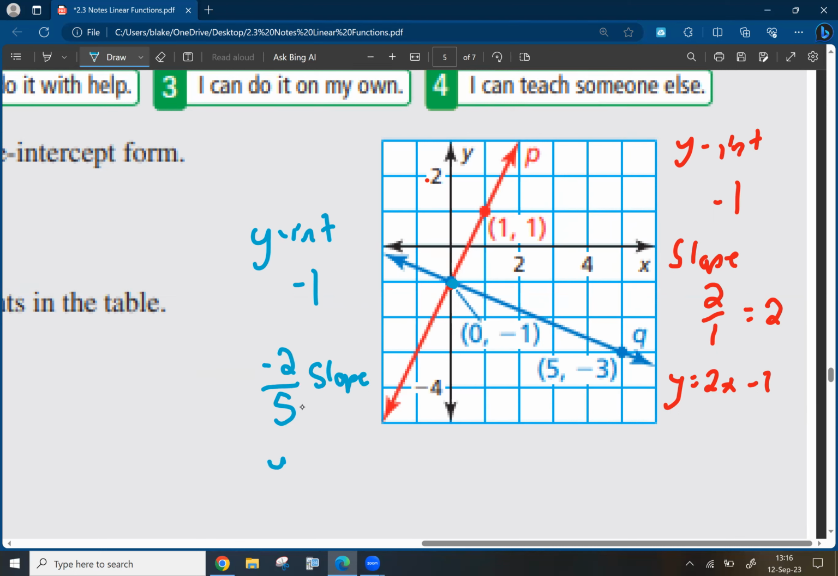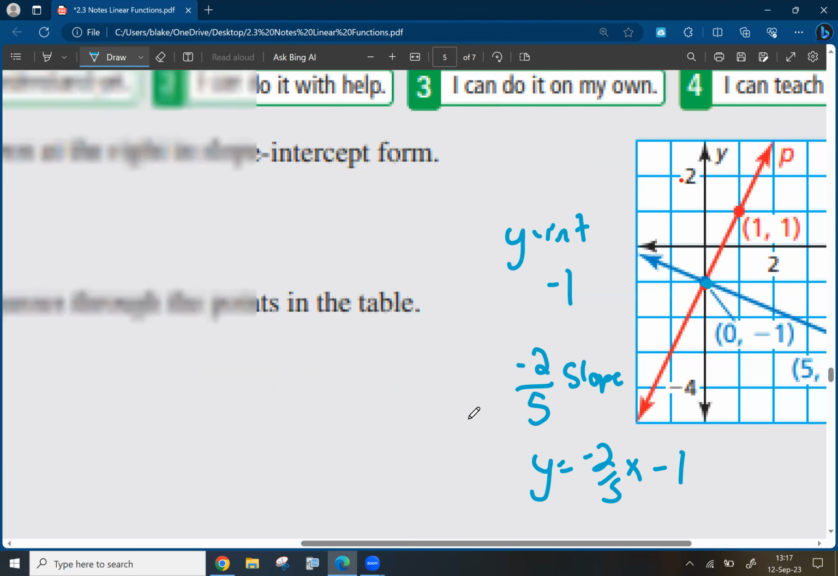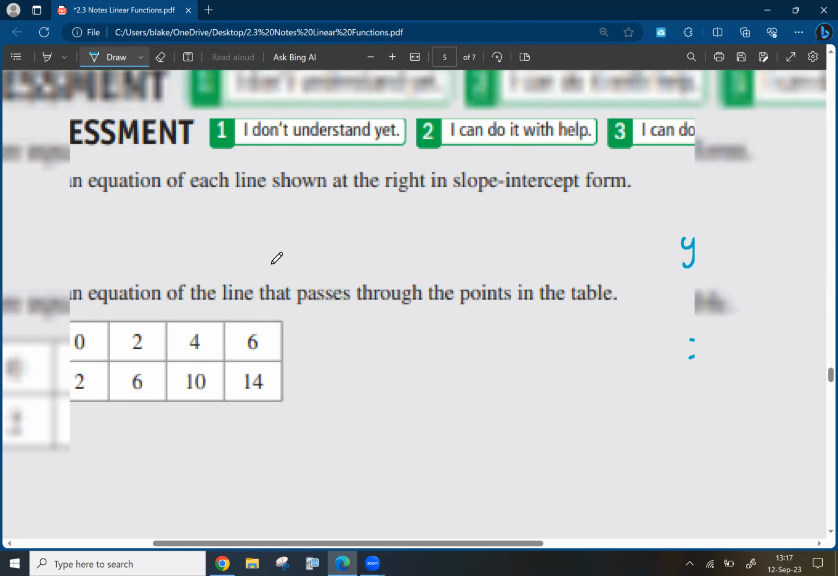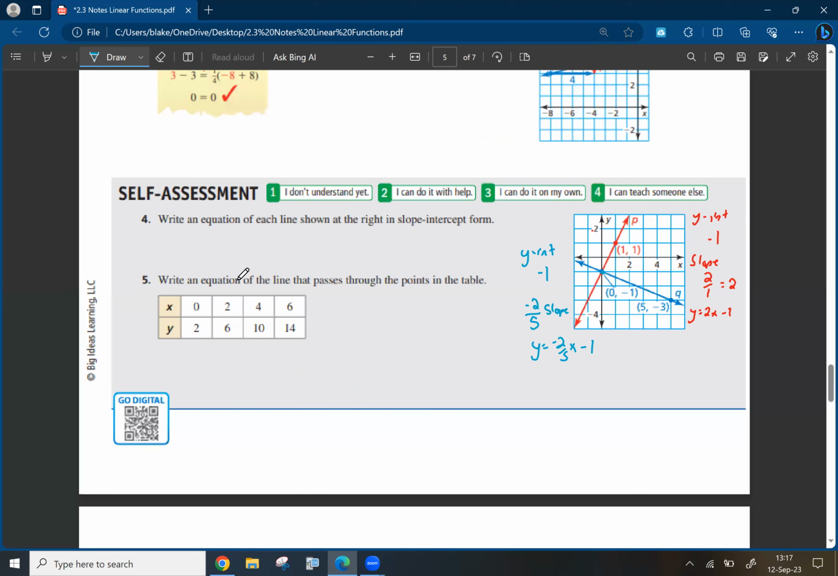So in this case, it'd be y equals -2/5 x minus 1 for my slope and my y-intercept. And those would be the equations for that question, question 4. Question 5: write an equation of a line that passes through the points in the table.